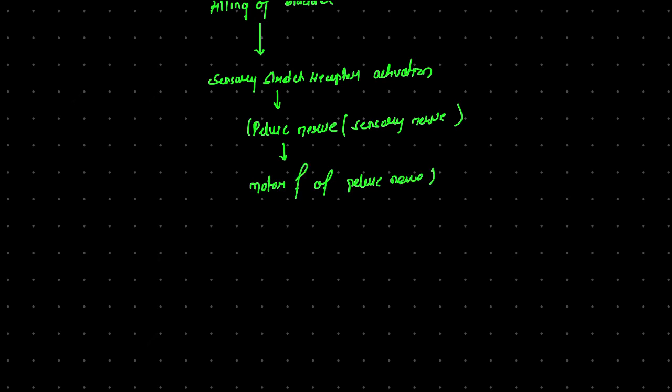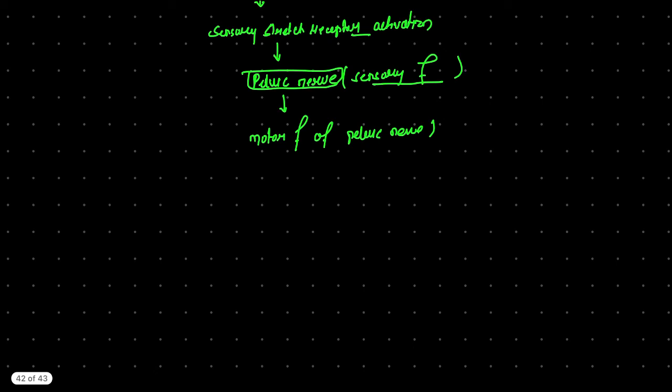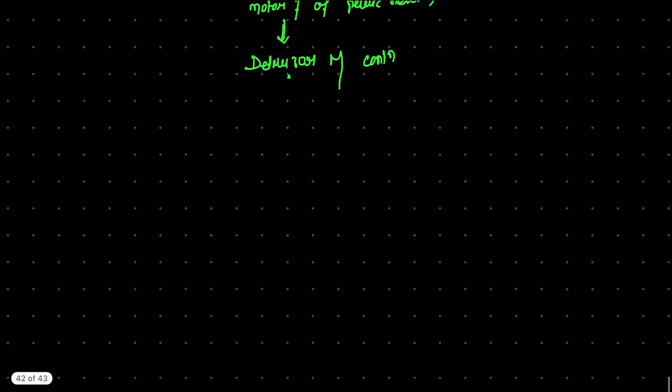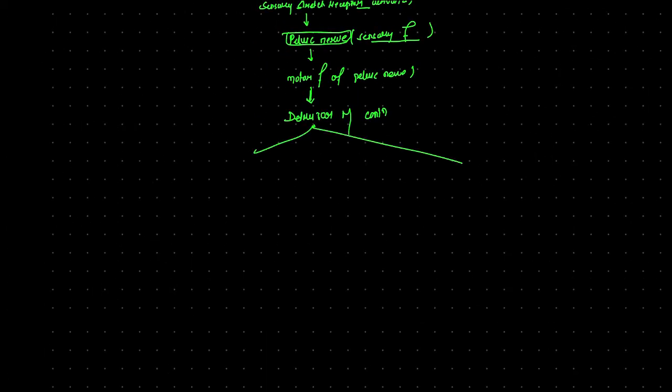We're talking about the pelvic nerve only. The sensory fiber of the pelvic nerve was carrying the impulse from the sensory stretch receptors to the spinal cord, and from the spinal cord the motor nerve will carry it back to the region. Now this motor nerve will carry the impulse to the detrusor muscle, and there will be detrusor muscle contraction.